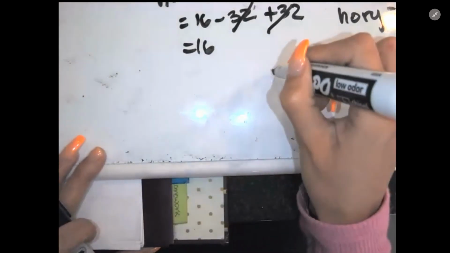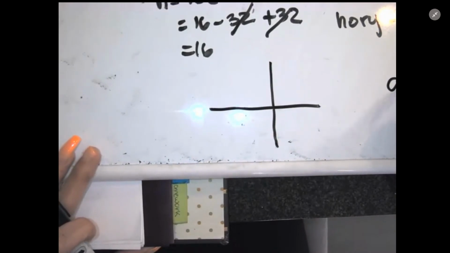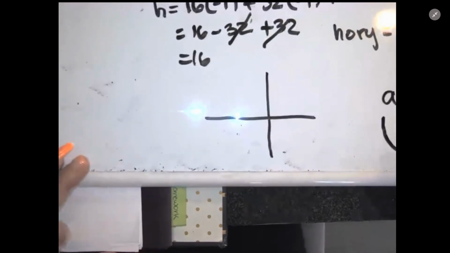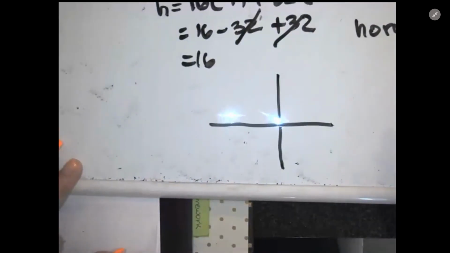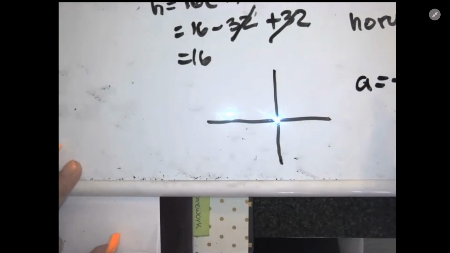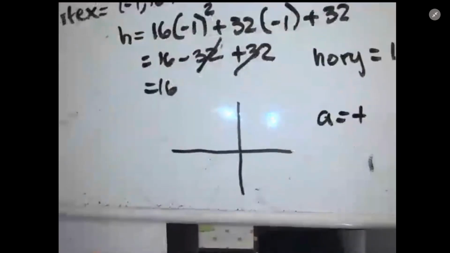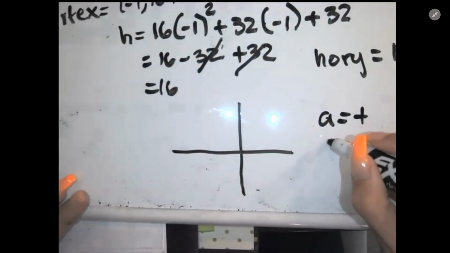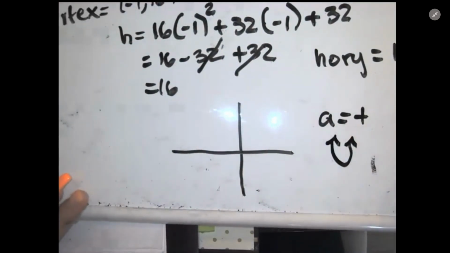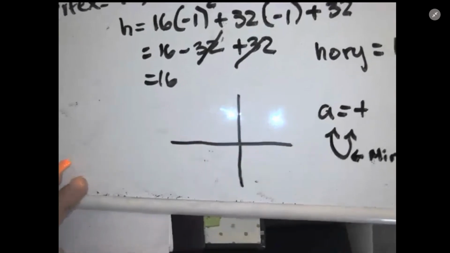So we know that our a value is positive, and when our a value is positive, that means that our parabola is going to open up. If the parabola opens up, that means that it's going to have a minimum. Okay?